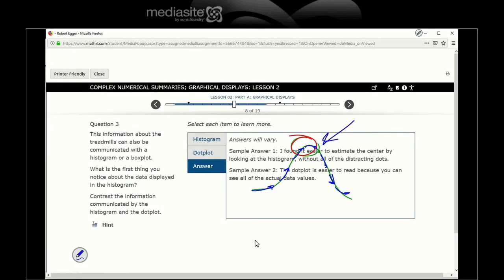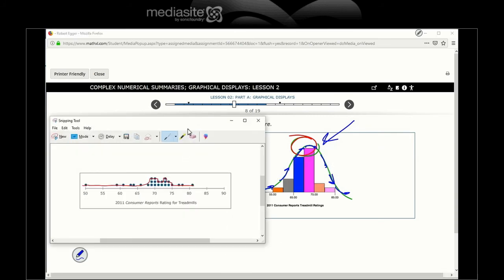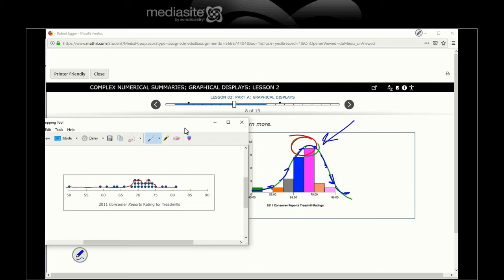So let's see what we got here. Sample answer 1. I found it easier to estimate the center by looking at the histogram without all the distracting dots. Sample answer 2. The dot plot is easy to read because you can see all of the actual data values. Good point. That's a good point. So like I said, each of these data points means something. This is all what they call raw data. The actual, all the information is there.